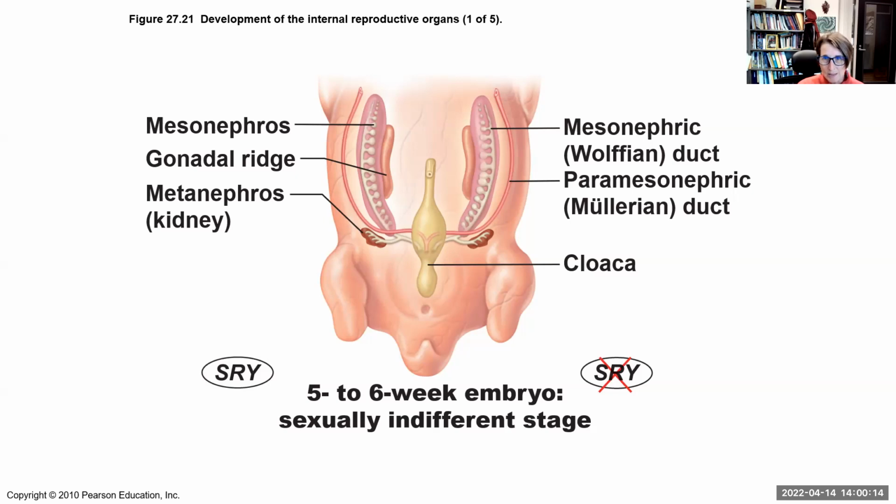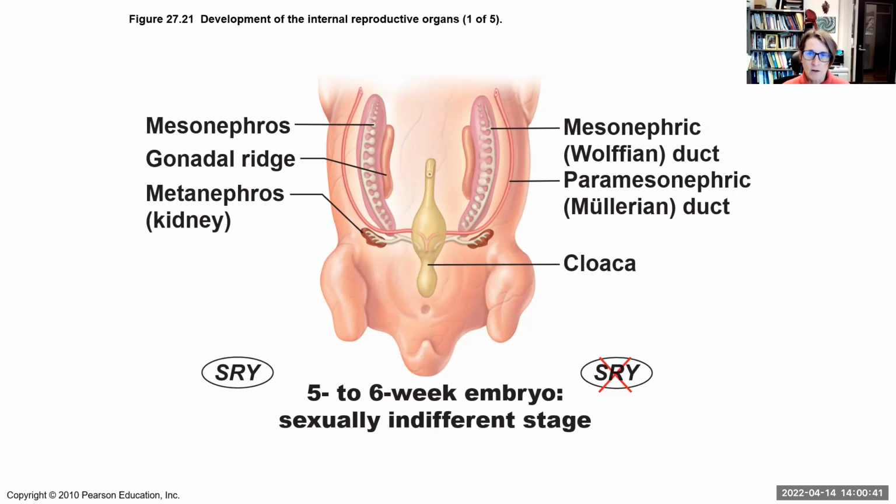So let's look at this picture a moment. Can you find the gonadal ridge? Yes, great. This gonadal ridge here, you'll notice there are two of them. Those will develop into the gonads. If the SRY gene is turned on, those are going to develop into testes. If the SRY gene is not there, not turned on, those are going to develop into, nice work, ovaries.